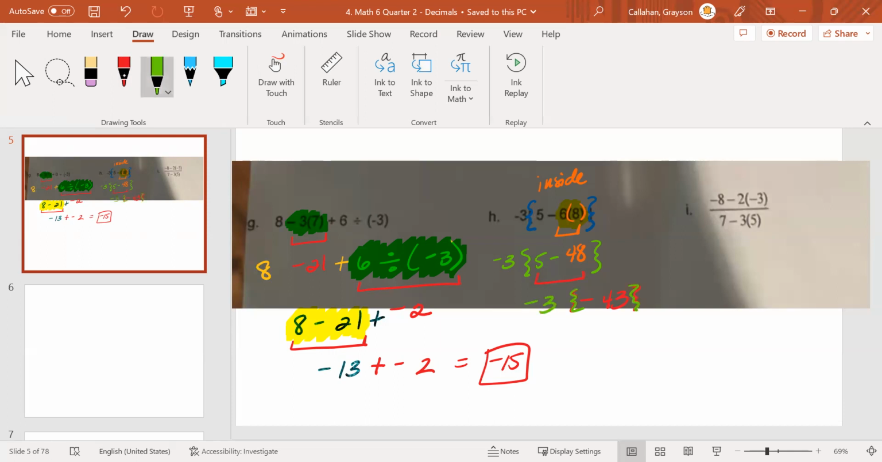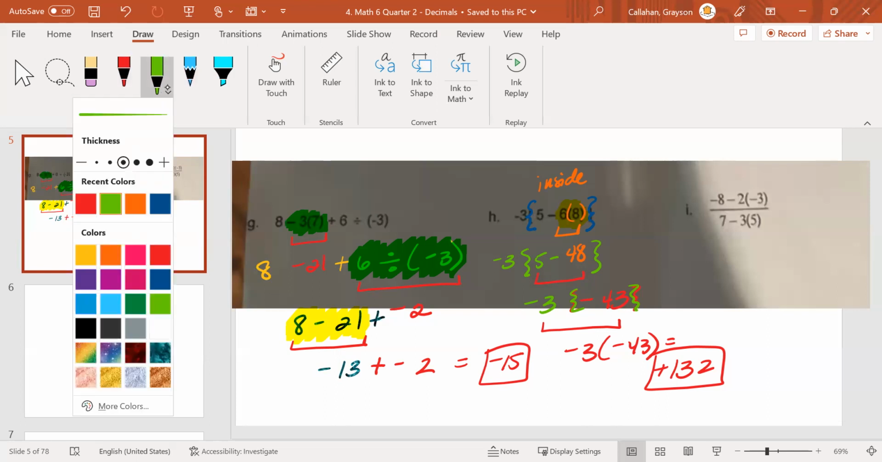Now, at this point, what this means is it's another way of just saying negative 3 times negative 43, okay? So when you multiply it, it's going to give you a positive 129. And that's the answer for H. Now let's move on to I. You don't need to copy everything down just yet. I just want to make sure you're paying attention, okay?